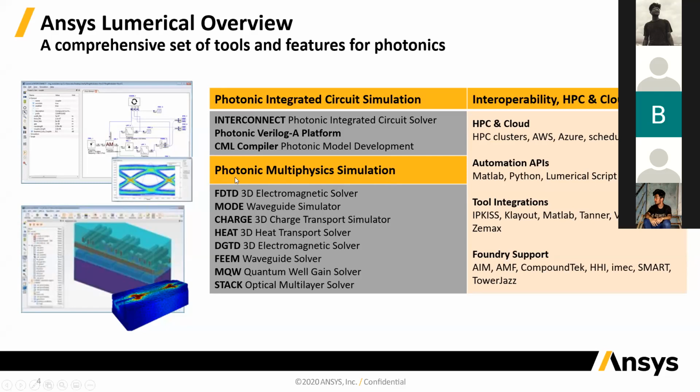So the section is photonic multiphysics simulation. This is where we are talking about solvers that allow you to simulate individual components. So for example, the solar cell that we are going to see later today is one example. And solar cell is actually a pretty good example, because when you try to simulate a solar cell, you have to consider the optical properties. You need to figure out how light is coming into the cell, how it's propagating, how it's getting absorbed.